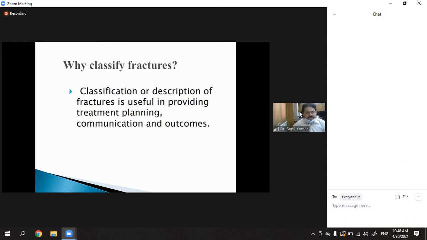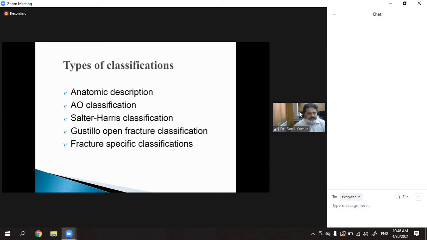Why do we classify the fracture? The purpose of classifying fractures: classification or description of a fracture is useful for treatment planning and for communication between doctors, so we have to classify the fracture. And the outcomes: after the classification, we can identify which type of fracture has what outcomes. So that's why we classify the fracture.